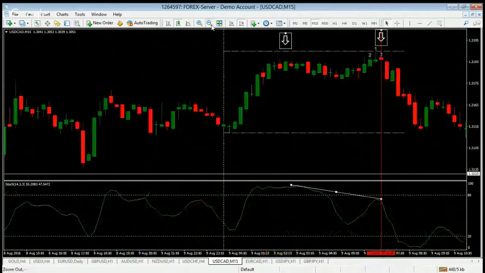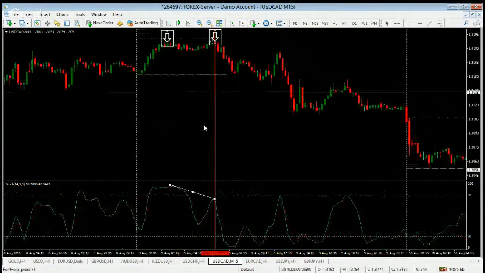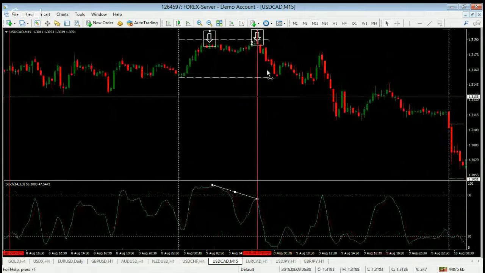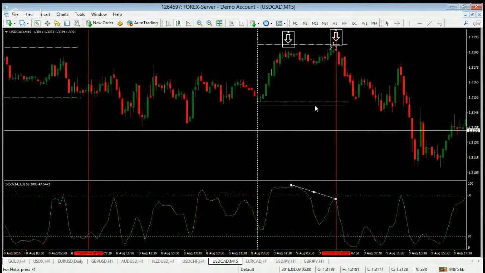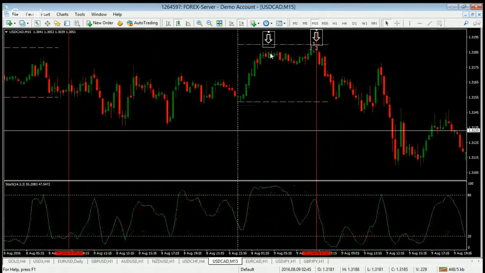That's a good setup. That's what I call a high probability setup. Not really, but since it's a system, it's actually a good setup. So this is another one coming.